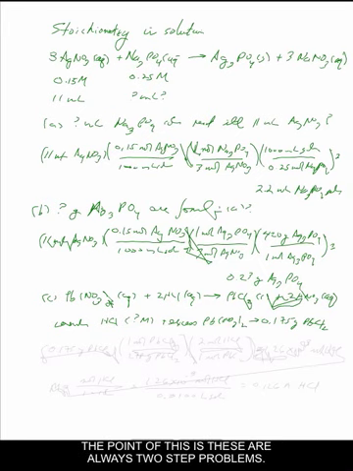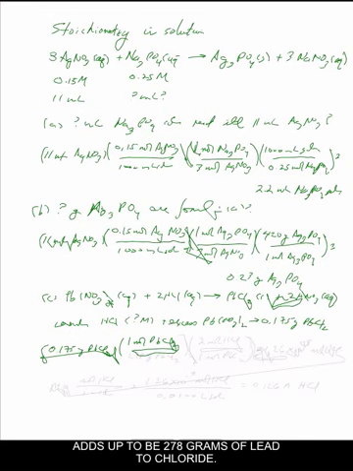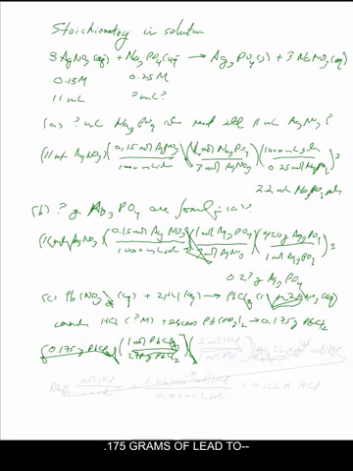The point of this is these are always 2-step problems. In other words, if I've told you that I made 0.175 grams of lead 2 chloride, you certainly know how many moles that is, because 1 mole of lead 2 chloride, according to the periodic chart, adds up to be 278 grams of lead 2 chloride. You can, of course, look up the weight of lead and the weight of 2 chlorides, and that adds up as a 3 sig fig number to 278. And notice I gave you 3 sig figs in the weight, 0.175 grams of lead 2 chloride, so I should use a 3 sig fig weight.